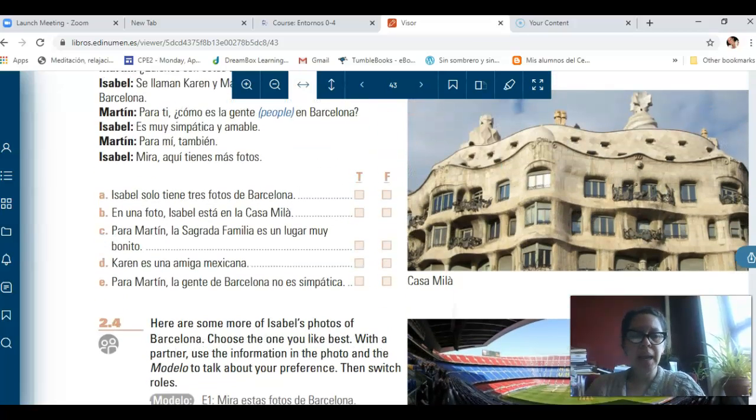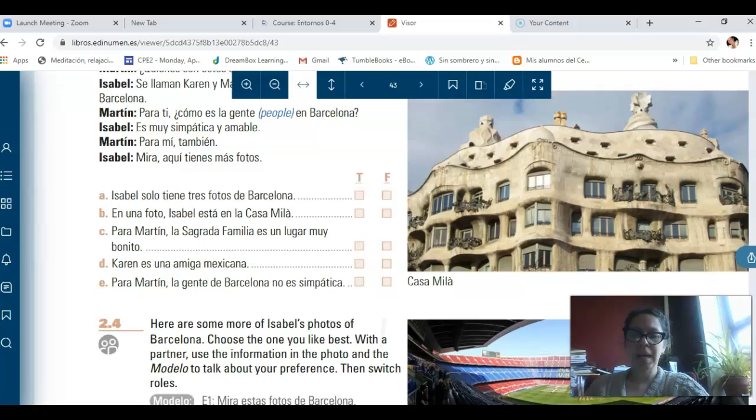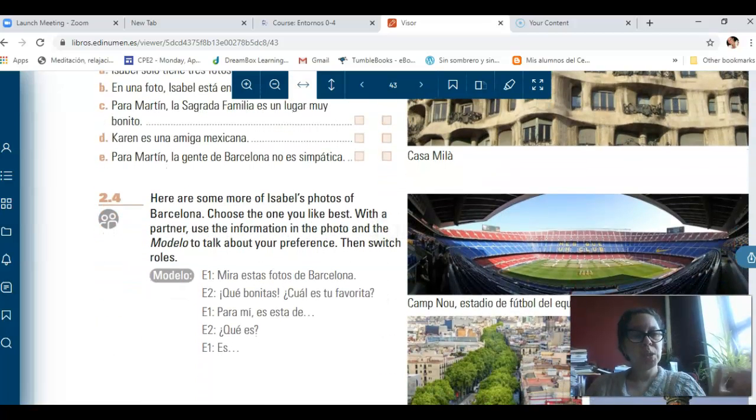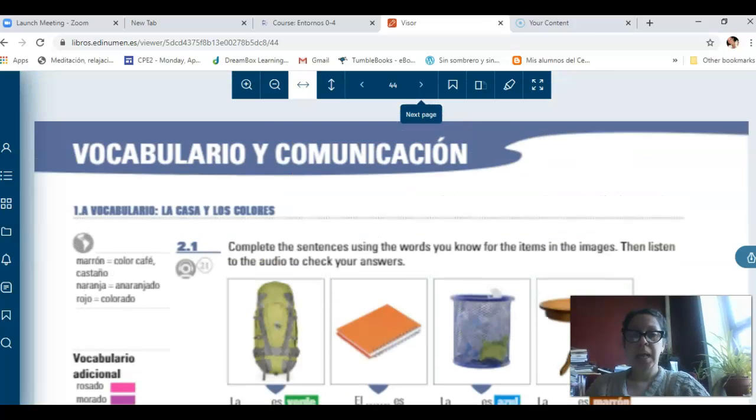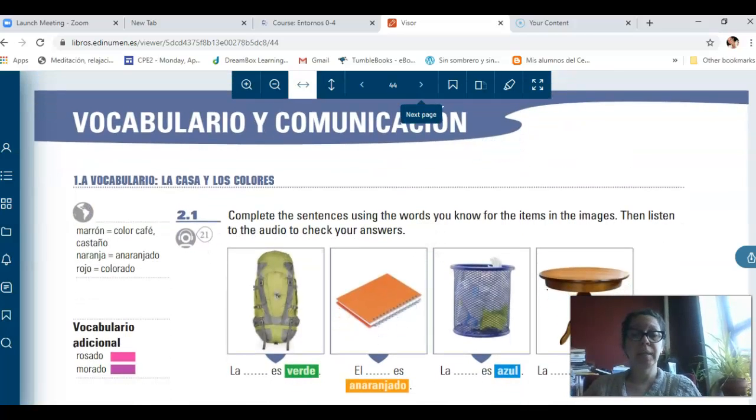What is it? ¿Qué es? Then I'm going to reply, es una casa. Es una casa, ¿verdad? Es Casa Milá. Es una casa. So start memorizing and putting this dialogue together. Okay? Practice, practice, practice.